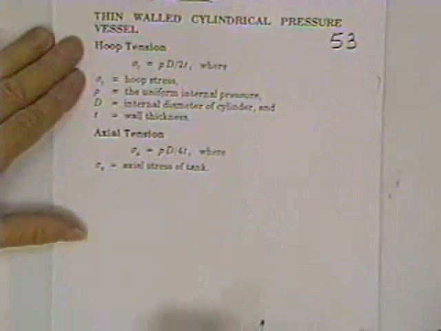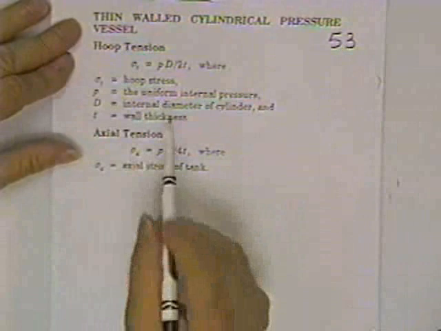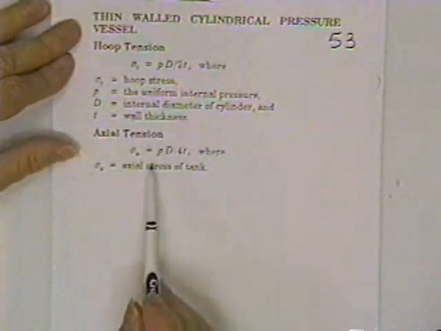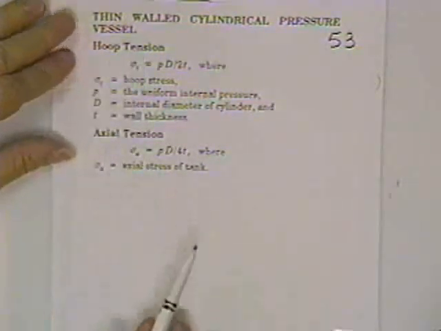Probably won't have a spherical tank on there anyway. He doesn't give you the equations. So this is your reference manual, same equation. And here's the axial tension, there's the hoop tension, with everything defined.